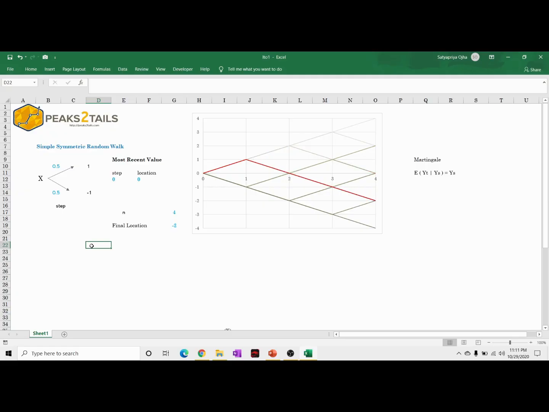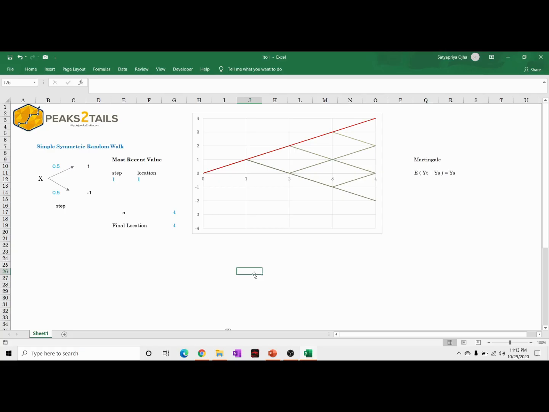All right. So if we move to, let's say, location 1 after step 1, for example, from this point onwards, if I take an average of the future values of my location, it will become 1, which is equal to the most recent value, which is 1. All right, so this property is called martingale. Now this would be true for all the intermediate steps as well, because the choice of 4 steps was really arbitrary.